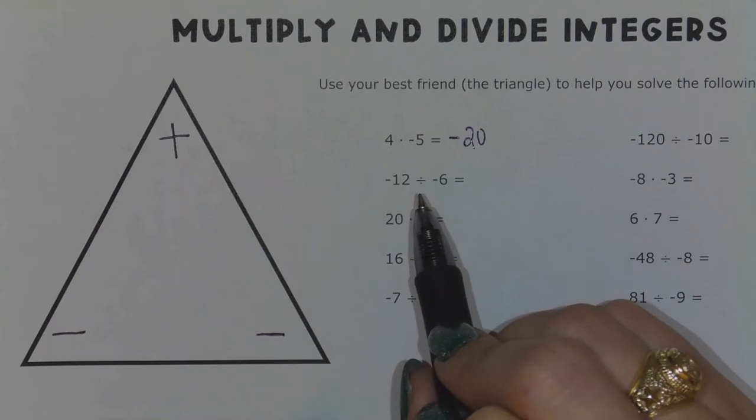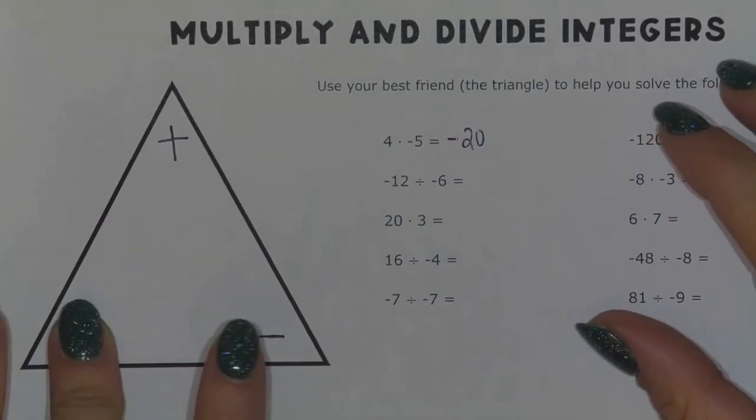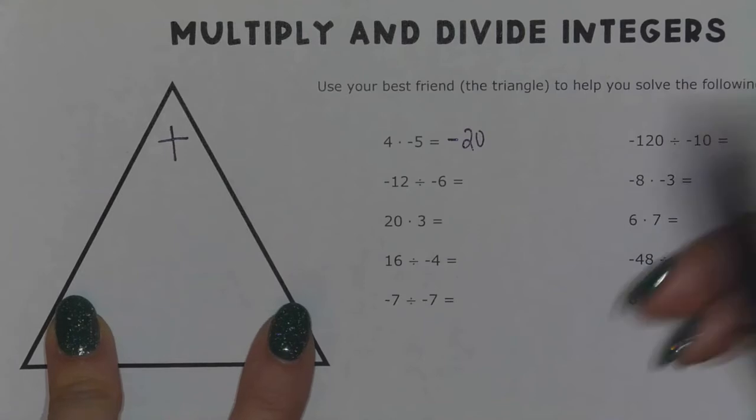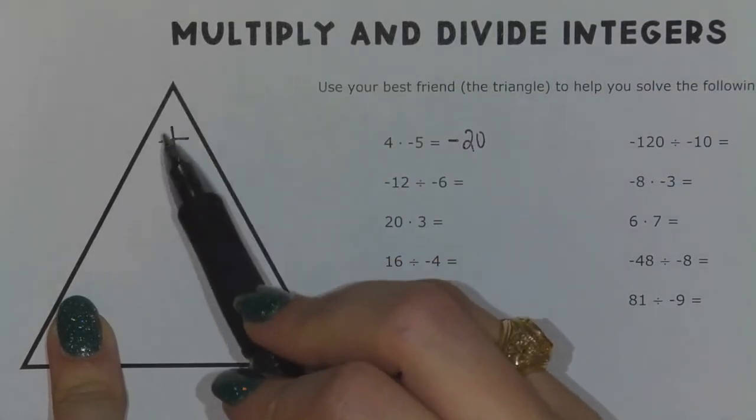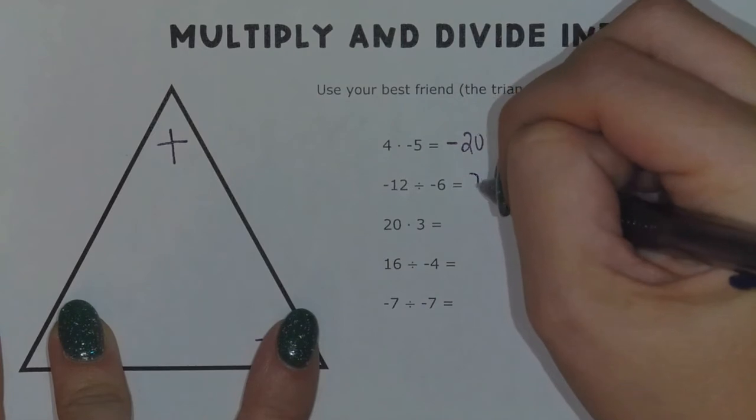Our next one, -12 divided by -6. So I have -12, cover up a negative. -6, cover up the other negative. So I'm left with a positive, which means my answer is going to be positive, and 12 divided by 6 gives me 2.